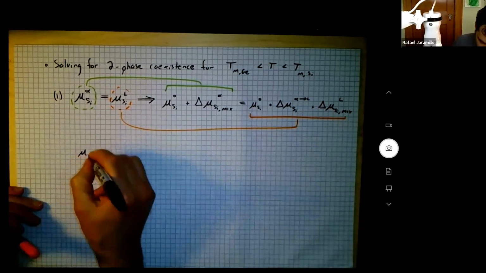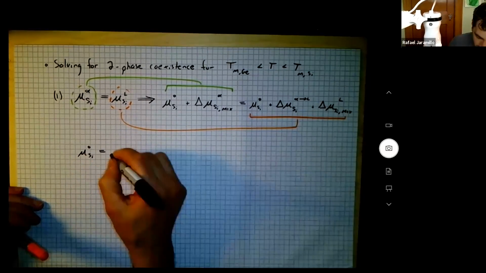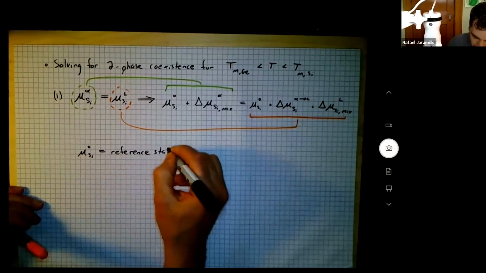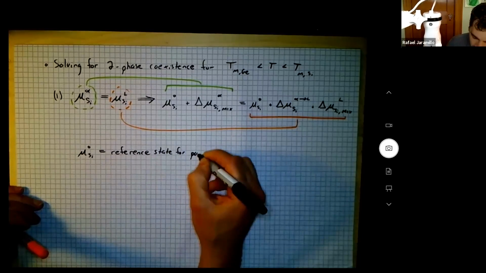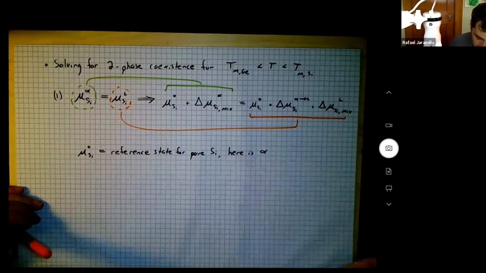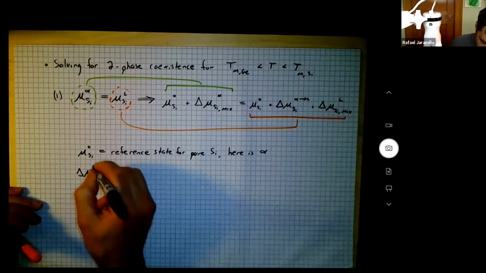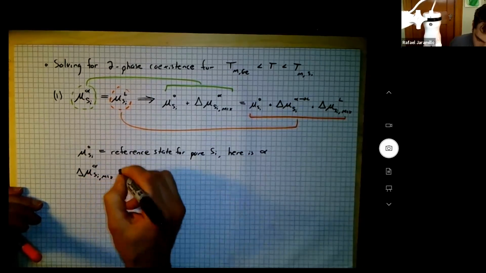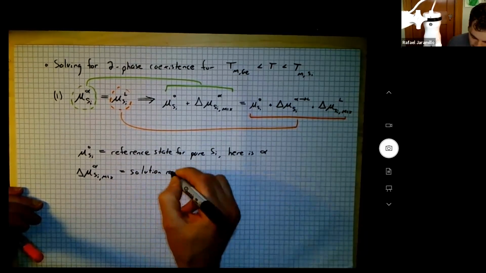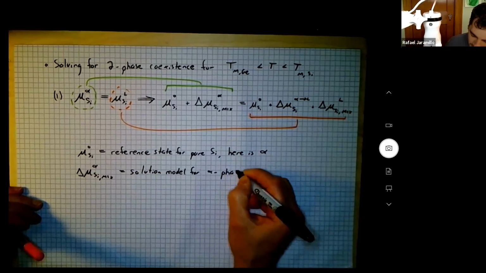So mu silicon naught equals reference state. Reference state for pure silicon, which here is alpha. Delta mu silicon alpha mix. What's that? Solution model for alpha phase solid solution.